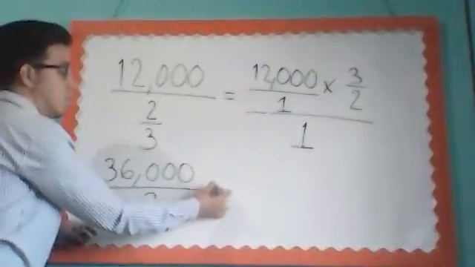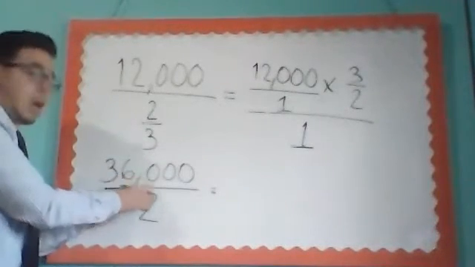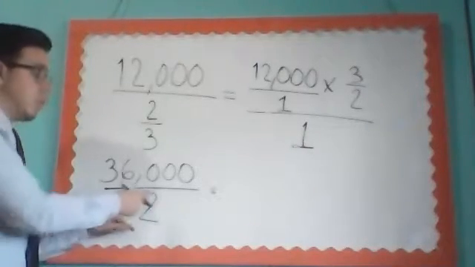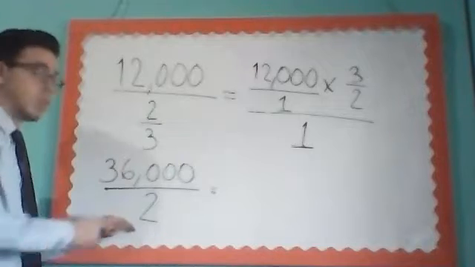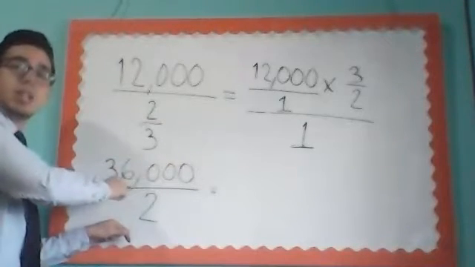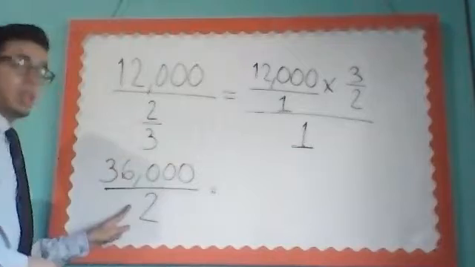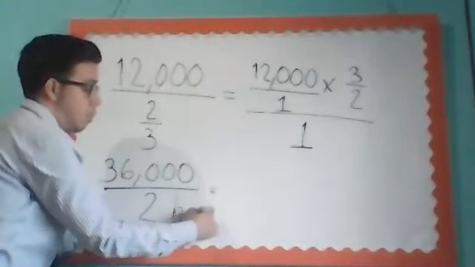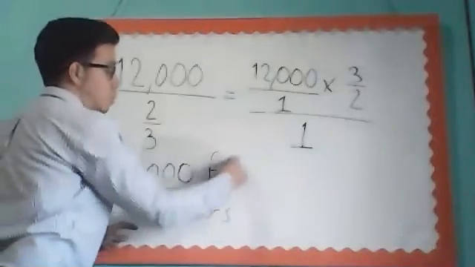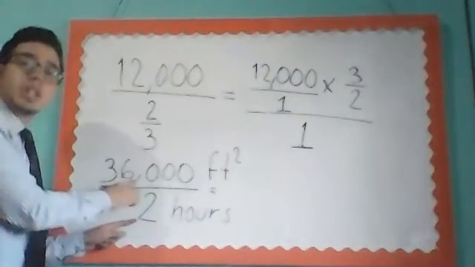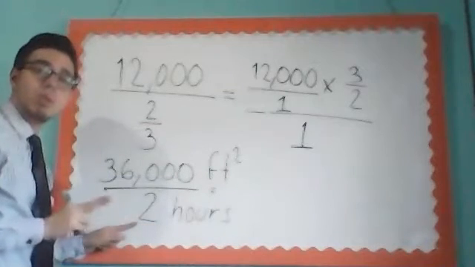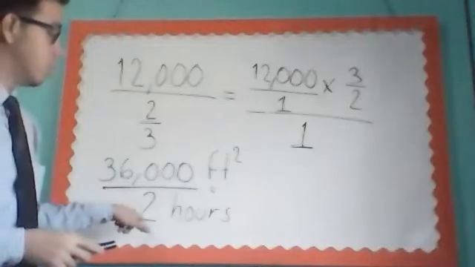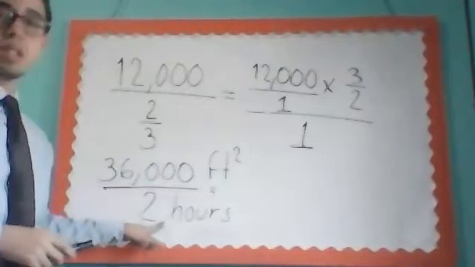In this case, we are not going to simplify. We can divide this 36,000 by 2, and we are going to obtain 18,000. But if we divide, we are not going to know the time. We are going to know the distance in feet, but we are not going to know the time. In this case, I have 36,000 square feet in 2 hours. She is going to mow the lawn. So that's the reason why I don't divide 36,000 by 2, because this is feet and this is hours.